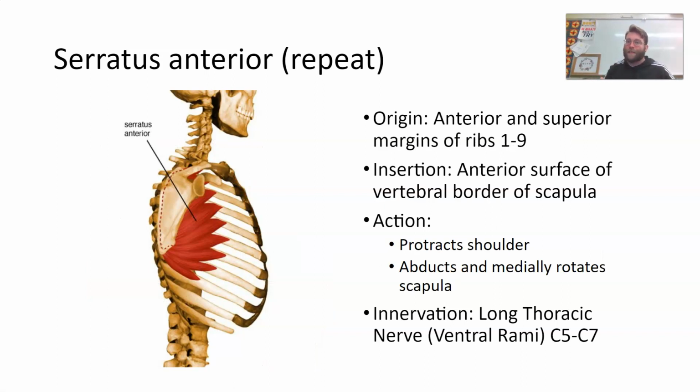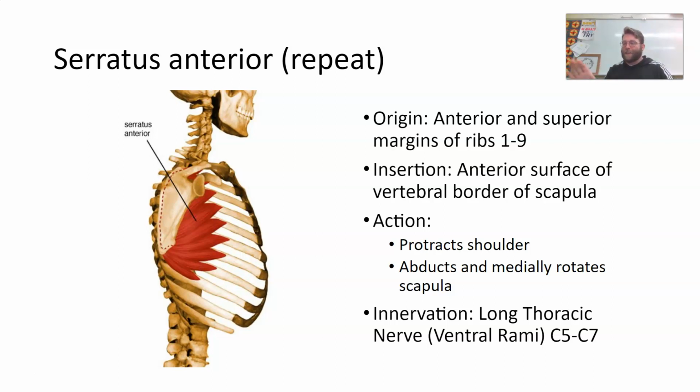Another repeat that we talked about was the serratus anterior, a muscle we talked about before. The serratus anterior is kind of an anterior muscle, but it also functions as a deep dorsal muscle. It goes below and underneath the scapula and provides support under there for that structure.